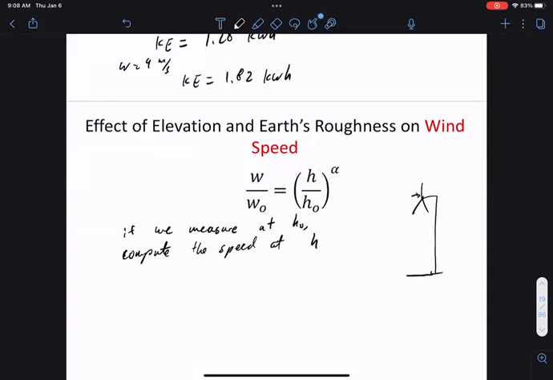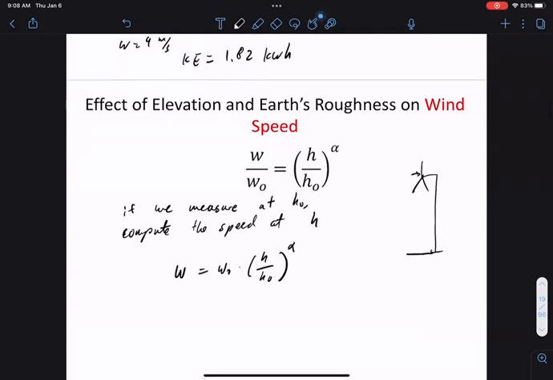If you rearrange this, you can think of the speed as some factor times the nominal speed. And this factor is given by the ratio in height. Alpha is a parameter. Alpha is some empirical parameter that we fit.